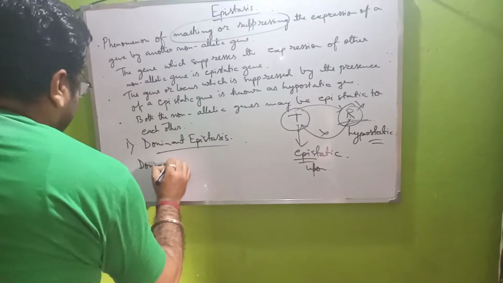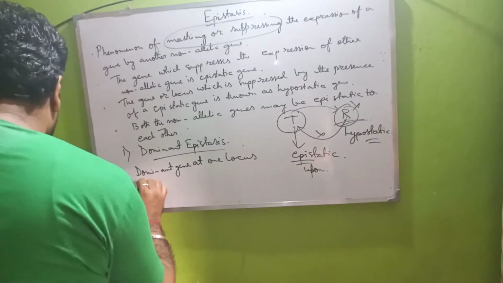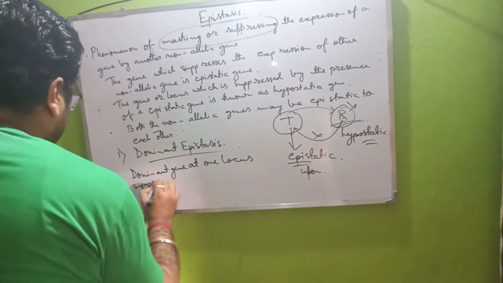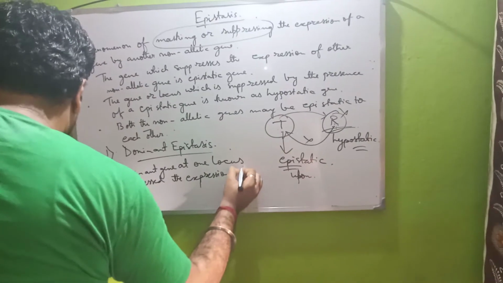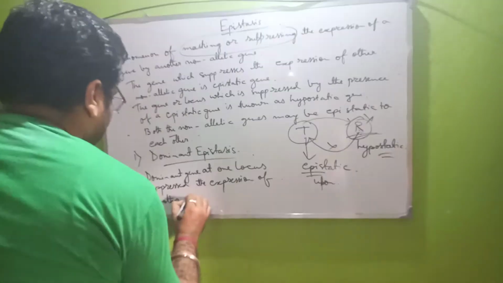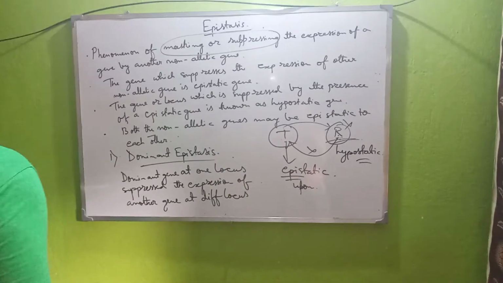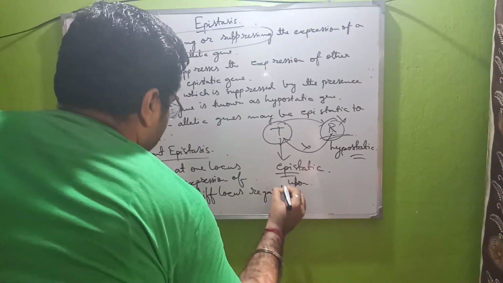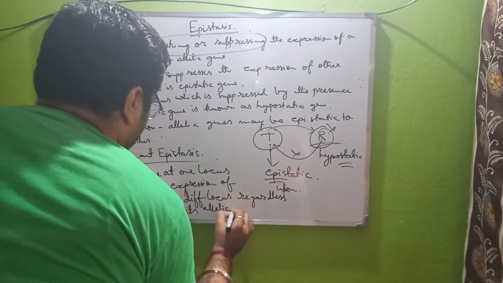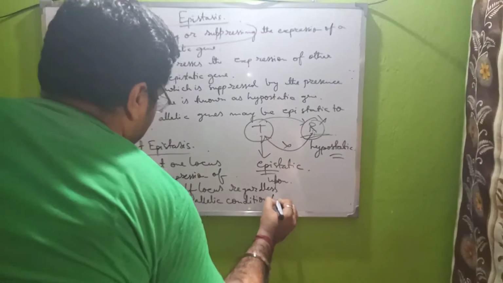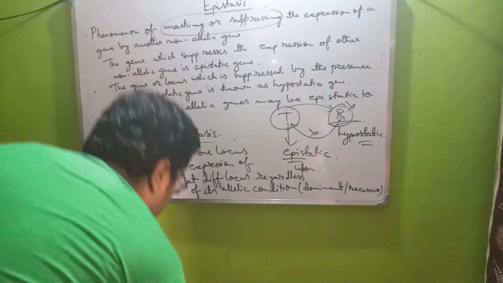Dominant epistasis: a dominant gene at one locus suppresses the expression of another gene at a different locus, regardless of its allelic condition, that is, dominant or recessive. So let us see what it actually talks about.